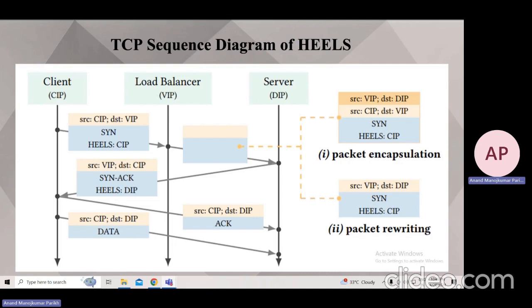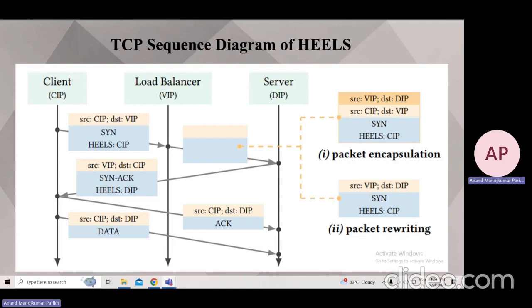The client sets HEALS equal to client IP, or CIP, while sending the SYN packet to the load balancer's virtual IP, or VIP. The load balancer rewrites the source IP from CIP to VIP while maintaining HEALS equal to CIP before forwarding to a chosen destination server DIP. Now, upon receiving the SYN packet, in the SYN plus ACK packet, the server can set the destination to CIP so as to directly connect with the client and set the source as VIP.